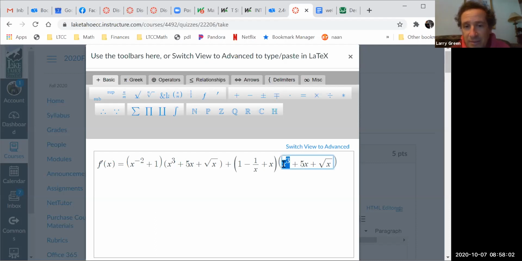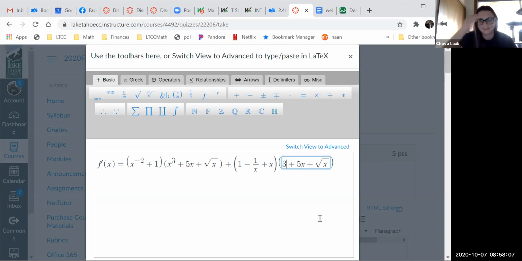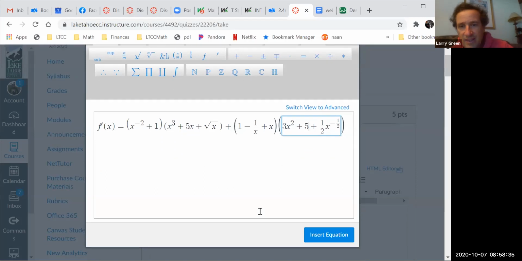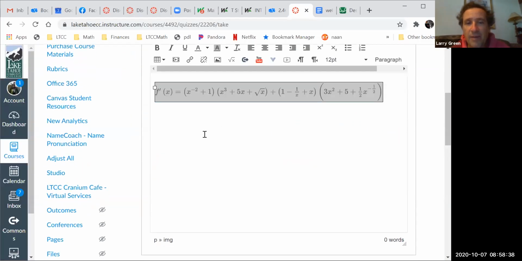What's the derivative of x cubed? 3x squared. Derivative of 5x is 5. And then the derivative of the square root of x is x to the 1/2, so the 1/2 goes outside, and it's times x to the 1/2 minus 1, and the half minus 1 is negative 1/2. And that's it. There's really no work to show here. And there's f prime.